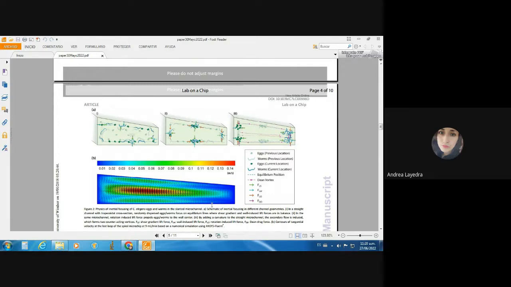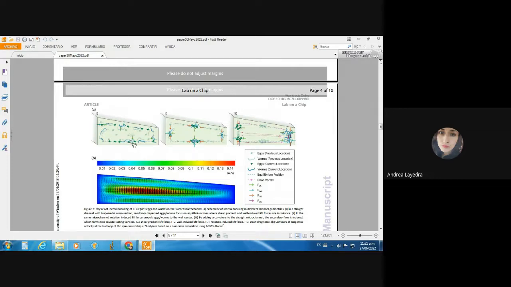Well, in this figure, again, you can see the curved trapezoidal cross sections. The curvature results in a secondary flow initiated by centrifugal force. The direction of the secondary flow is always towards the other side in the middle of the channels, thereby focusing the organisms along the sidewalls.